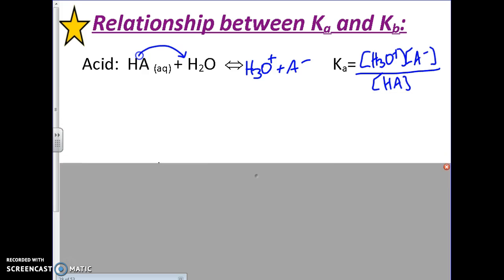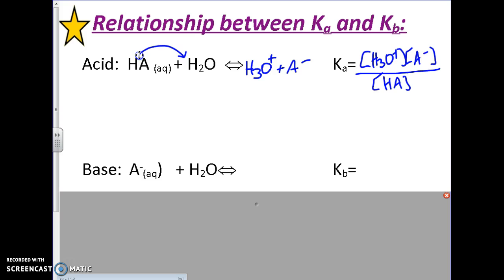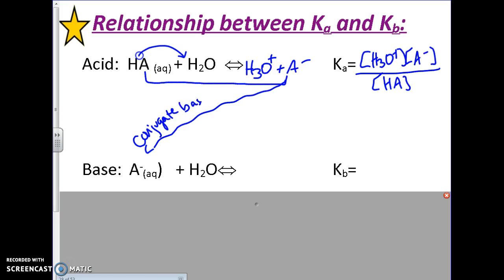The second one I'd like for you to write is that for a base. And the base in this case, you might make the connection here, is the conjugate base of that acid that we have in example 1. So it is now going to interact with water, and since it's the conjugate base, it doesn't have a proton to give. It is going to be accepting a proton from water to give exactly the reverse reaction of the top one, HA plus hydroxide.